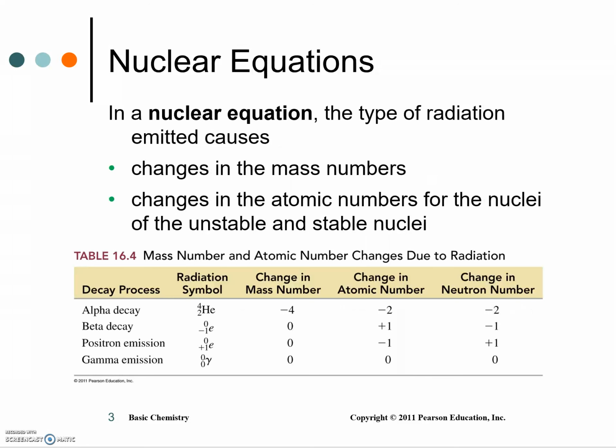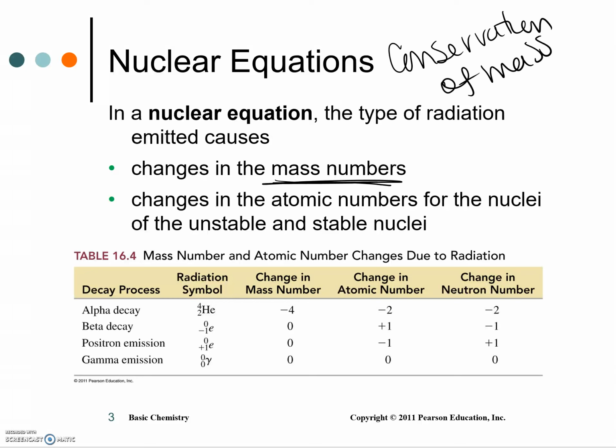So if we were to look at a nuclear equation, the type of radiation emitted changes the mass number. So that's a big one. Whenever we're looking at these equations, remember the conservation of mass. In the conservation of mass, mass is neither created nor destroyed, but you can shift it around a little bit. So whenever you have the conservation of mass, you want to make sure that the total mass numbers on the reactant side are the same as that of the product side, and that'll make sense here in a second. It's also going to change the atomic numbers for the nuclei.